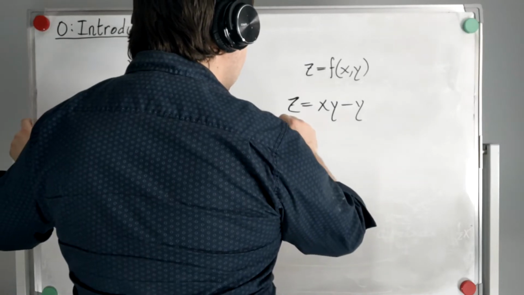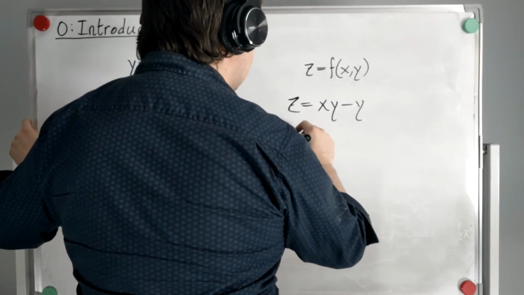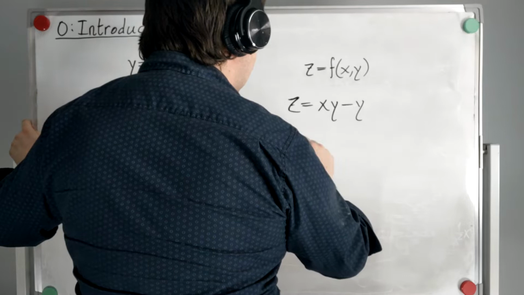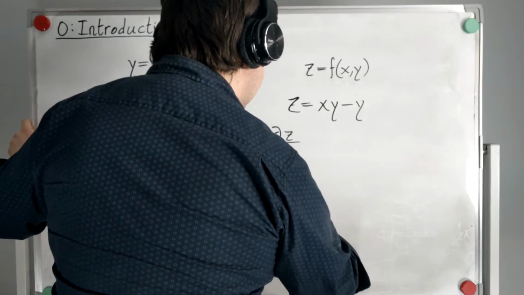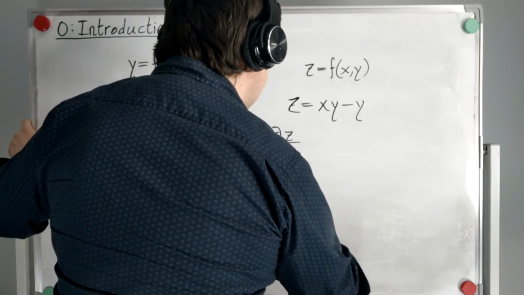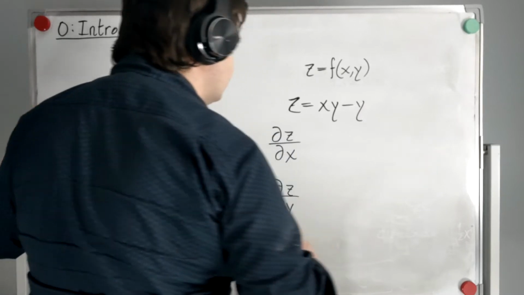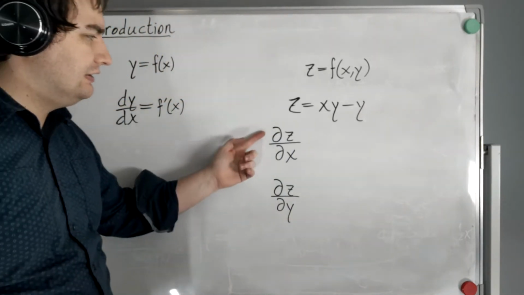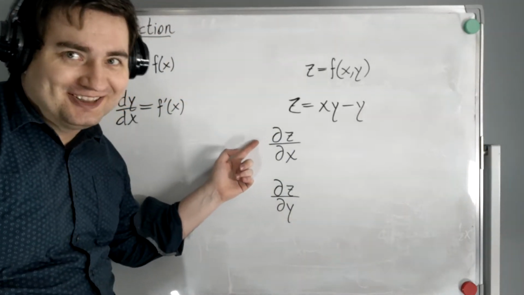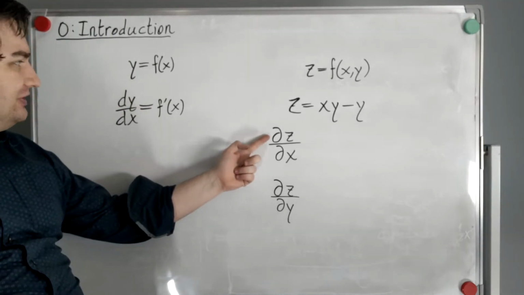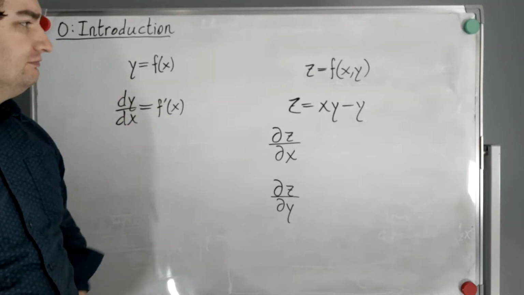So for this reason, we have what's called a partial derivative of z with respect to x, and a partial derivative of z with respect to y. And as you can see, this isn't just my handwriting. Like this is an actual different symbol than this d. Okay?